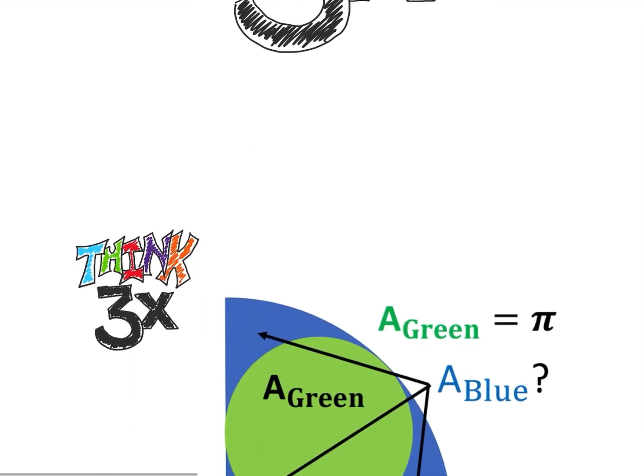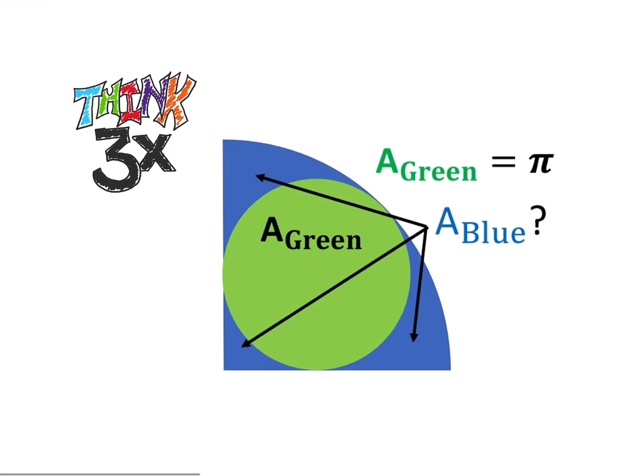Today we're going to be solving a fun geometry problem. In this problem we have a circle that's inscribed in a quarter circle, and we know that the area of the inside circle is pi. We want to find the area of the blue region.